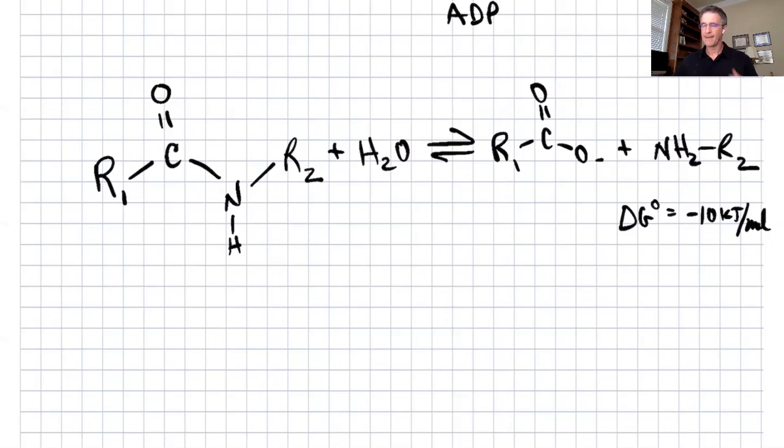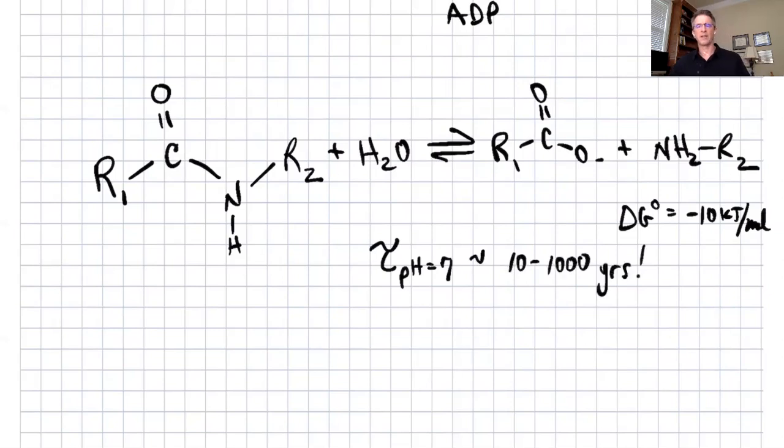All right, so why? Well, the reason is that the time constant at pH 7, I haven't explained time constants yet, but I will soon, for this reaction is in the range of 10 to 1,000 years, depending a little bit on the amino acids themselves, right? So on a time scale typically relevant for life, that ain't gonna happen, right?